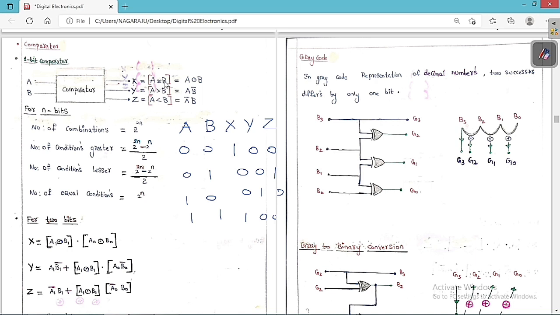So whenever A is equal to B, we are going to get A XNOR B. Whenever A is greater than B, we are going to get A B bar. Whenever A is less than B, we are going to get A bar B. So these are the expressions that we are going to get for X, Y and Z.